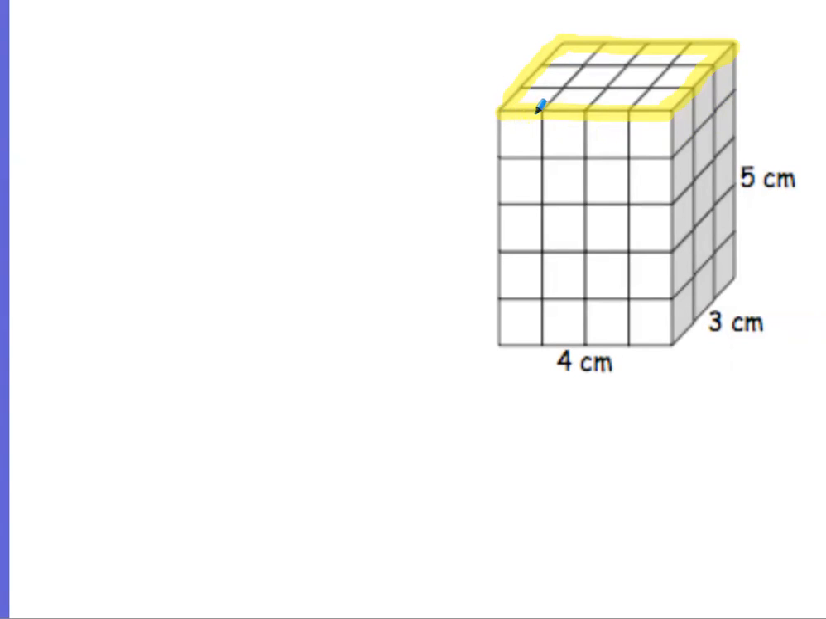So if I did the length, which is 1, 2, 3, 4, right? 4 times 3, that would be 12 squares. That would also be 12 cubes on this top layer. And if I know how many cubes there are on the top layer, I can then multiply by how many layers there are. In this case, there are 5 layers, as you can see. And then I could figure out how many cubes there are in the entire rectangular prism.